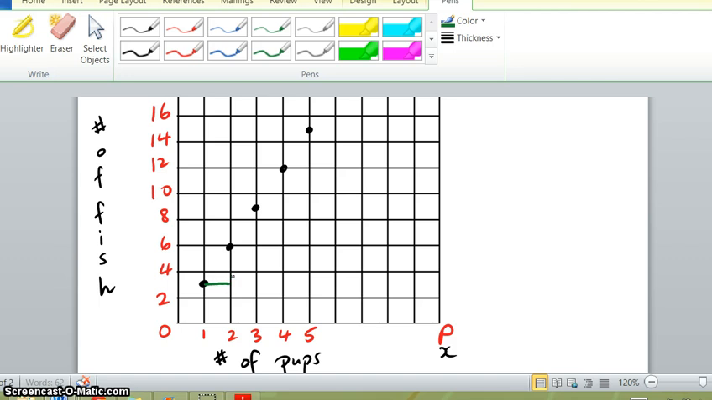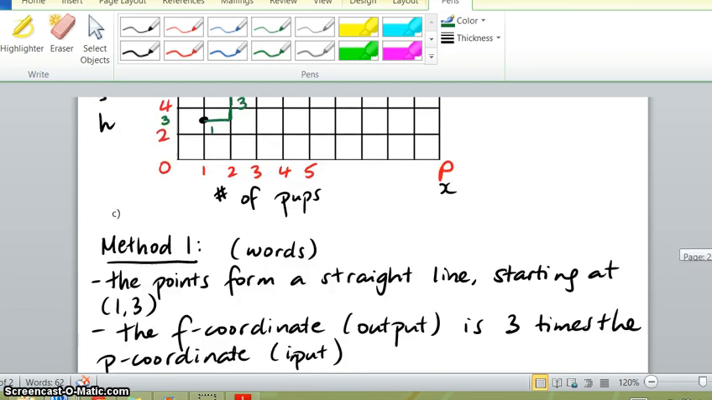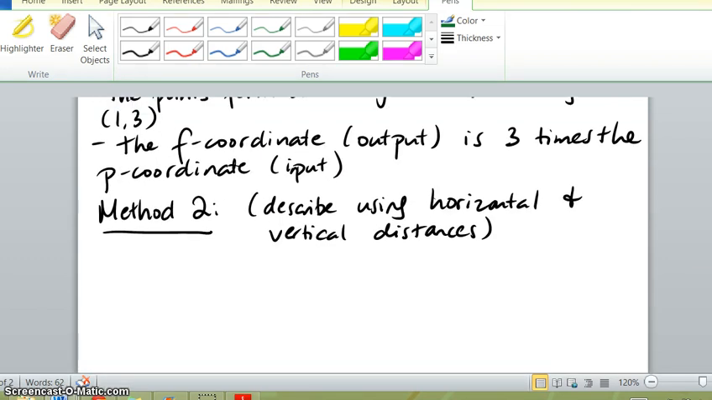You're moving 1 unit right, and then you're still at 3 here, and you're going 3 units up. So you're going from 3 to 4, 4 to 5, and 5 to 6. So really, you're moving 1 unit this way, and you're moving 3 units up. How do we describe that using horizontal and vertical distances?